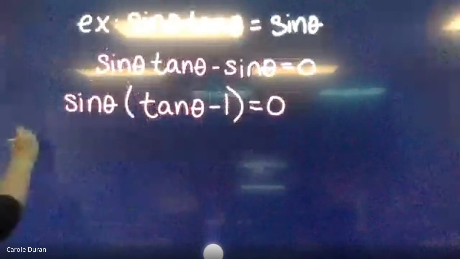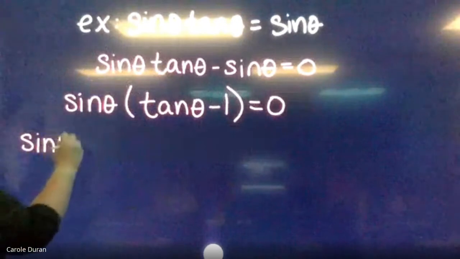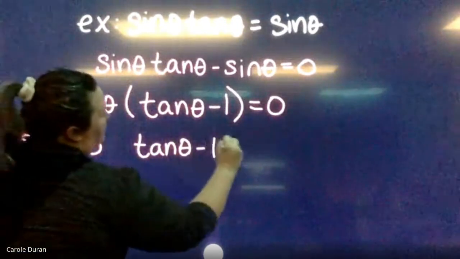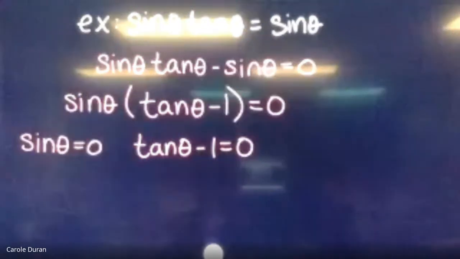So now I have 2 problems. I have sine theta equals 0, and I have tangent theta minus 1 equals 0. Each of these will have their own set of solutions that I will then put together at the end for my overall solution for the problem.